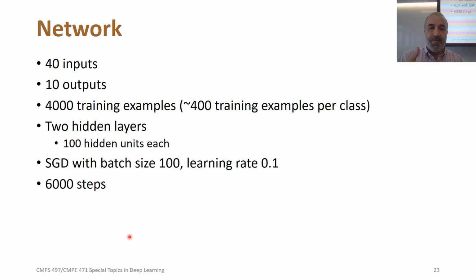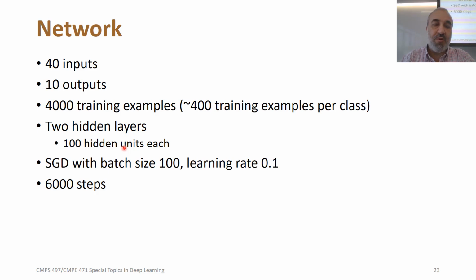Now, to understand the issues that we will talk about, we will assume that we will solve this problem using this specific network. We have 40 inputs, of course. We have 10 outputs, and we have 400 training examples per class. We have 10 classes, so the training examples will be 400 times 10. We'll have 4,000 training examples. We will have a model that has 2 hidden layers, 100 hidden units each.